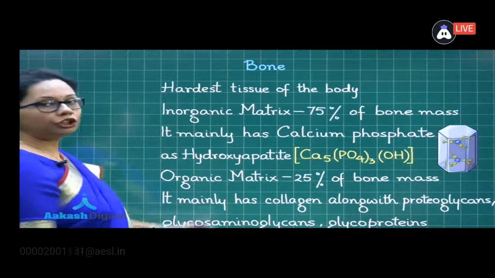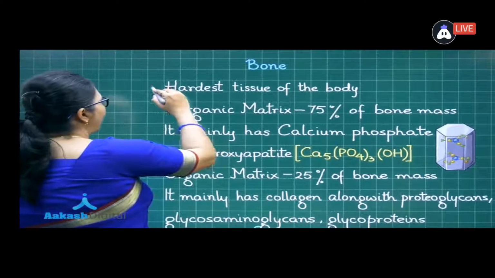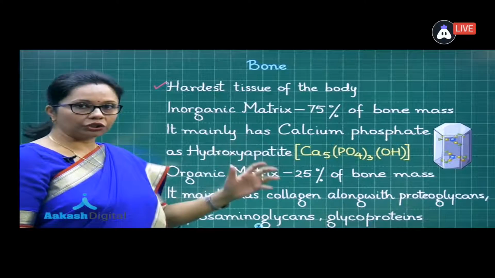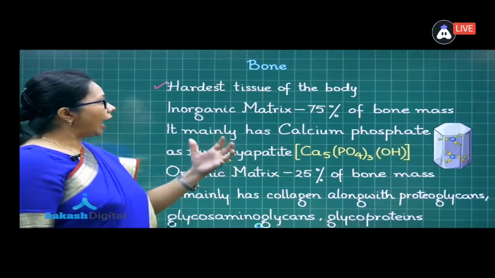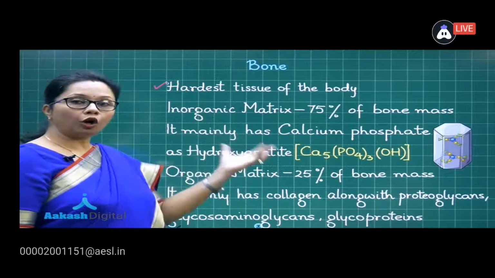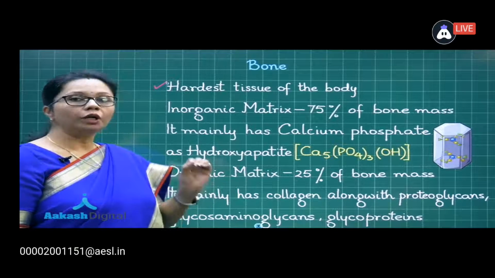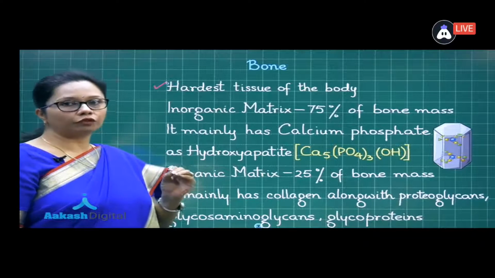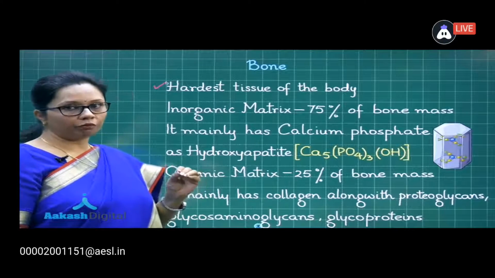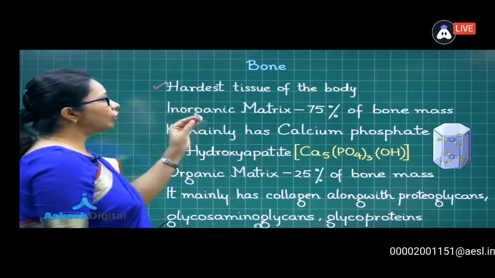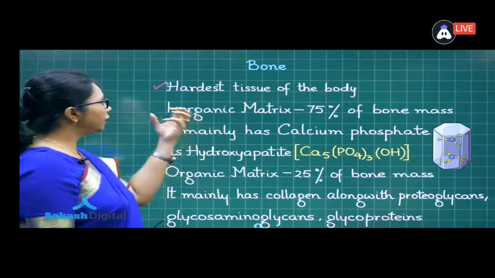Now another of these skeletal connective tissues, that is bone. Bone is the hardest tissue of the body, as hard as steel but lesser in weight. This tissue should not be confused with the hardest substance, that is enamel. Enamel is not a tissue, it is a substance secreted by one of the cells while our teeth are being formed, while bone is a proper tissue. The hardness of the bone is due to its abundant inorganic matrix.